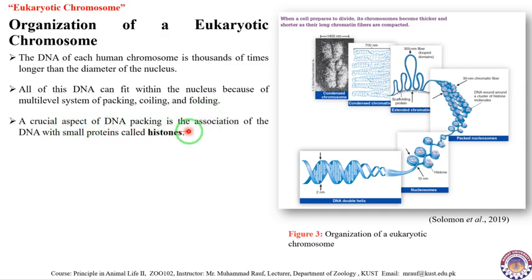A crucial aspect of DNA packing is the association of the DNA with small proteins called histone proteins. These are the histone proteins, and they form association with the DNA. There are 5 types of histone proteins as discussed. The 4 types H2A, H2B, H3, and H4 form the nucleosome. Nucleosome is the structure formed by the combination of DNA and histone octamer. Usually in a nucleosome there are 8 histones. The 4 histones, each of them exist in the form of a pair. So a total of 8 histones are wrapped around by DNA molecule.